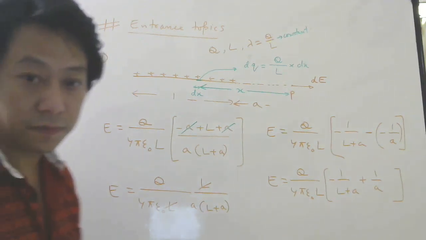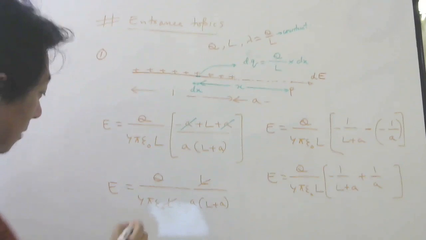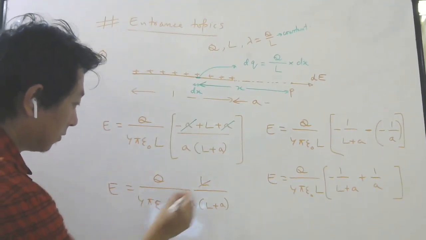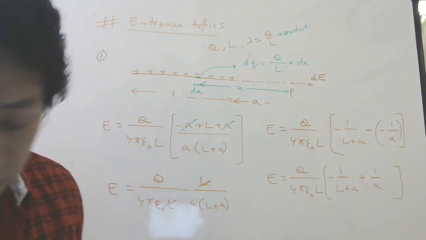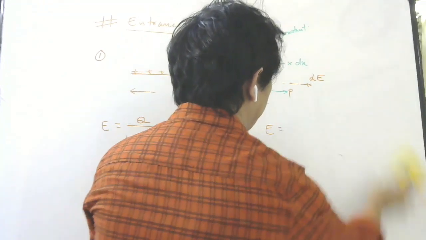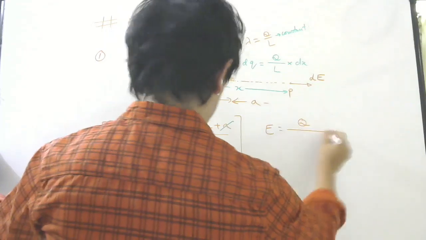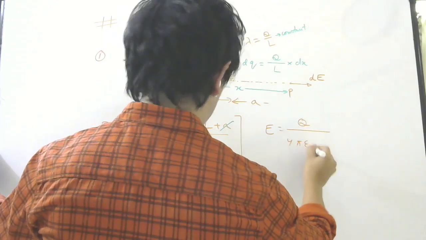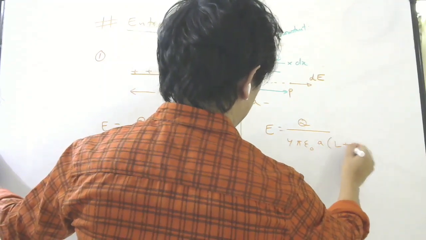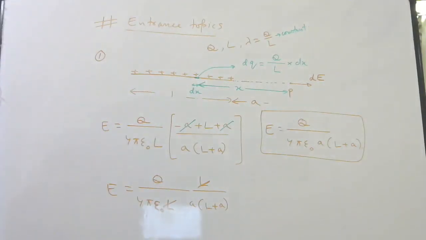Okay? So this is epsilon naught, and this is L. This L will cancel with this L. Once you cancel the L, the final formula will look like Q divided by 4 pi epsilon naught A into L plus A. Okay, so this is the result. Try to remember the result.